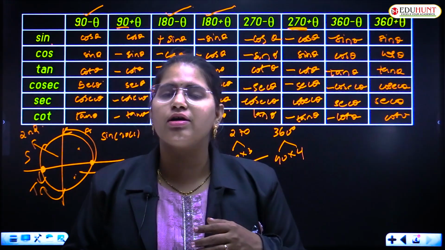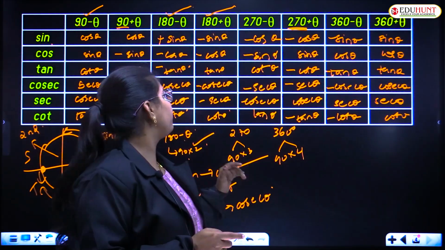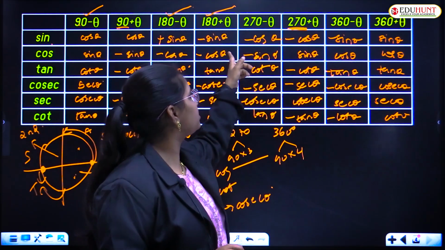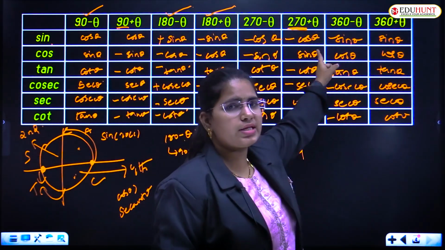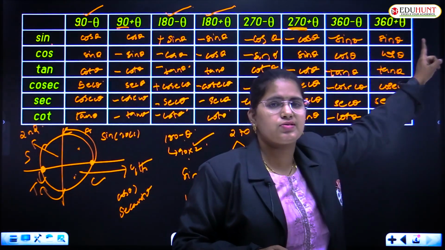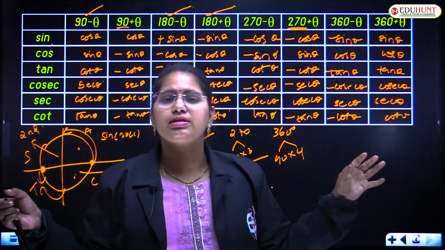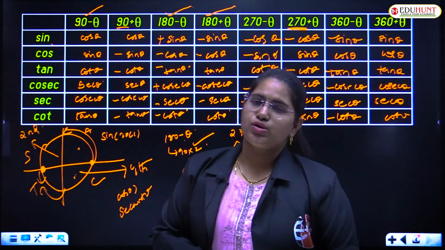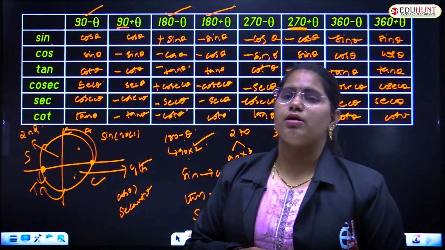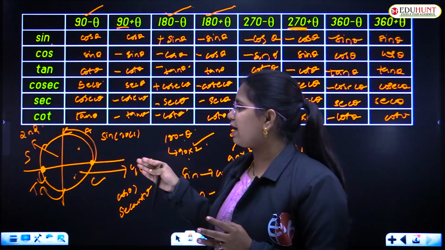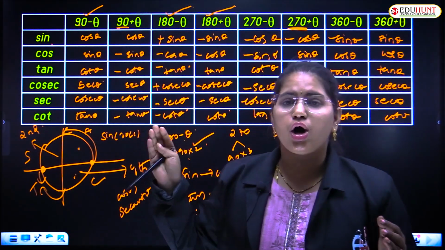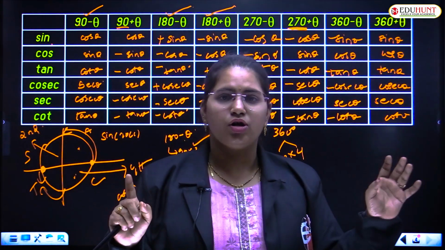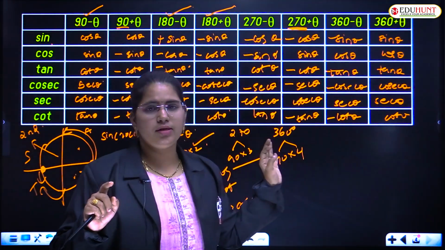What are such types of angles? 90 minus theta, 90 plus theta, 180 minus theta, 180 plus theta, 270 minus theta, 270 plus theta, 360 minus theta, 360 plus theta. These are the allied angles, and I have shown you the values of sine, cos, tan, secant, cosecant, cot at particular allied angles. I have explained it very well.